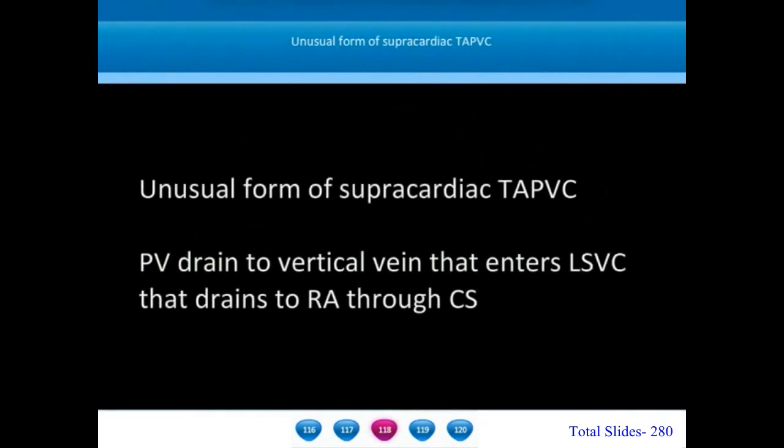We move on to more unusual forms of supracardiac TAPVC. Pulmonary veins can drain into the common chamber. The common chamber can form a left vertical vein, and this left vertical vein may drain into the left superior vena cava. However, if there is a persistence of left superior vena cava through the coronary sinus into the right atrium, the flow of the blood will be from the left vertical vein into the left superior vena cava, and it will turn around inferiorly towards the coronary sinus.